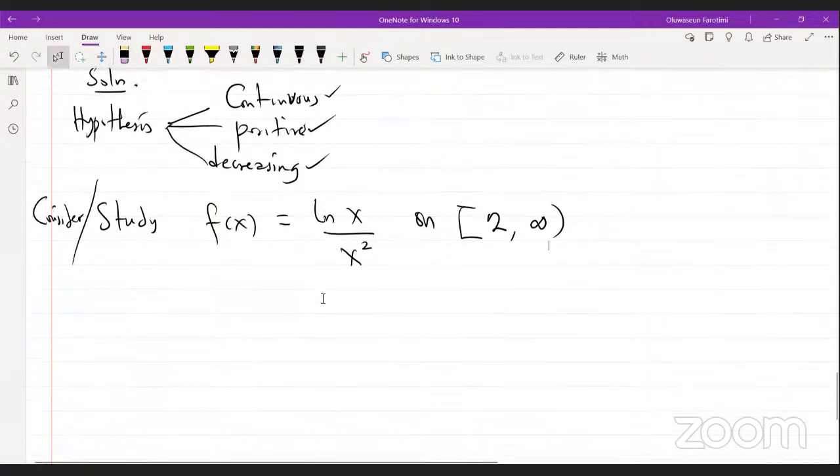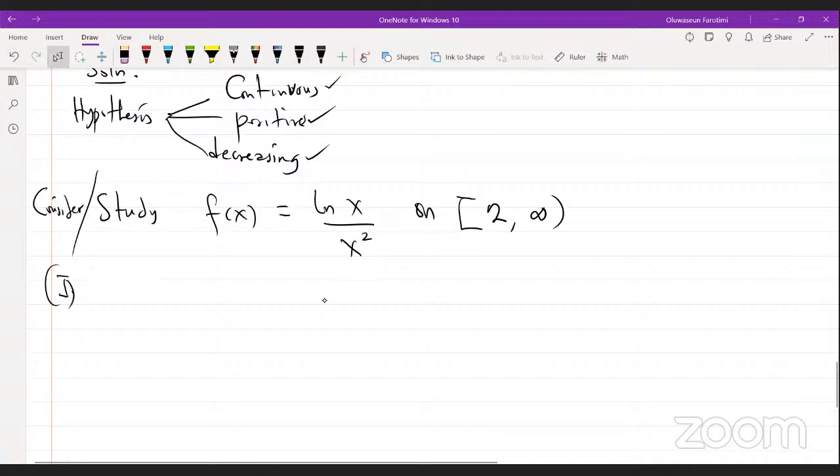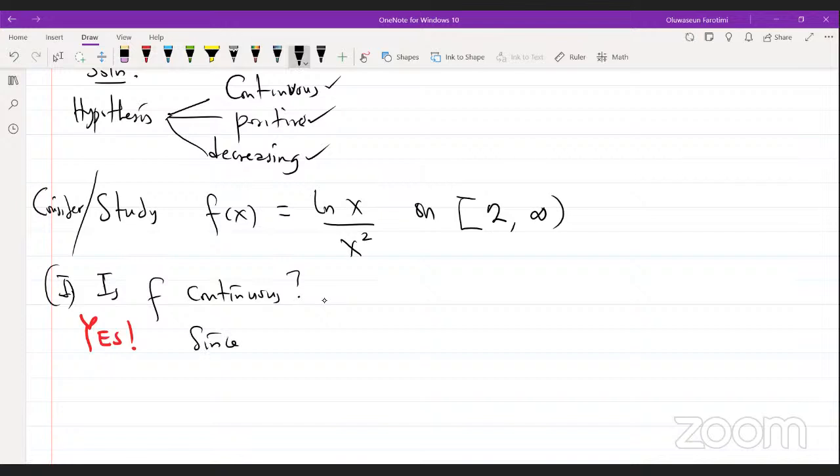So what do I do? Let's see if we can answer those questions. Number 1, is f continuous? And what is the answer? The answer is yes. Now, how? You don't just go ahead and answer yes without giving the reason. So yes, why? Since x squared is greater than 0, and x squared is a polynomial, and ln of x is greater than 0 on this interval.